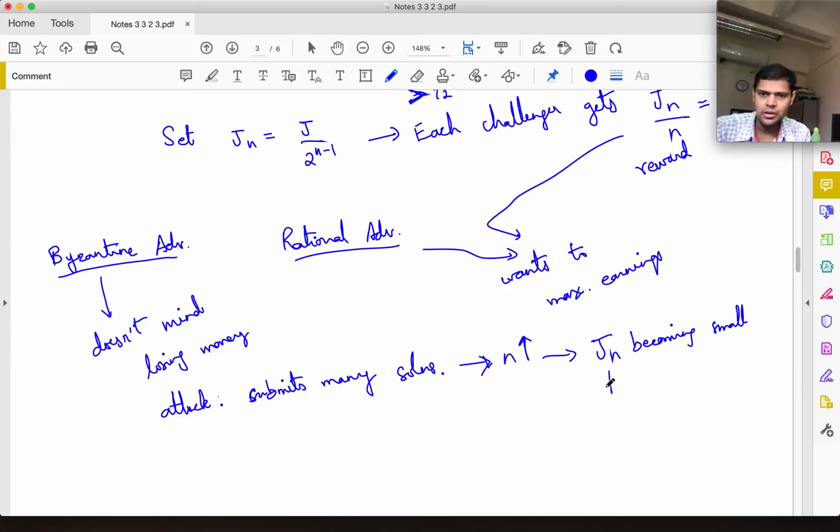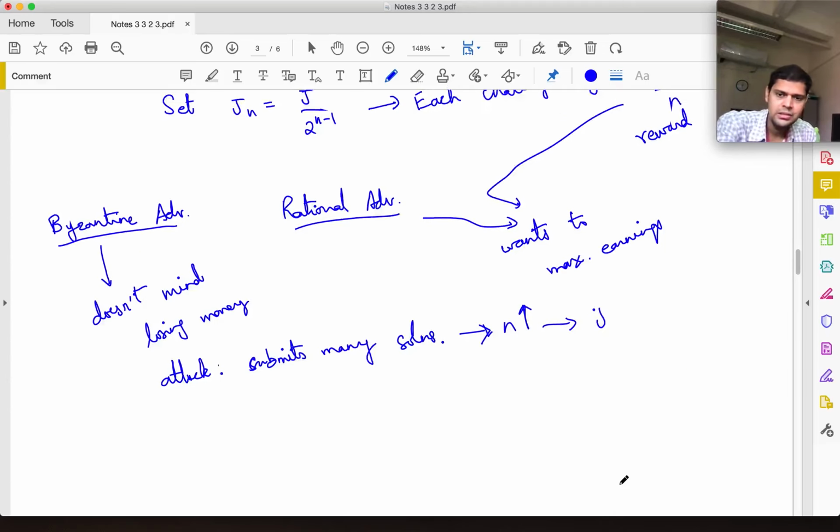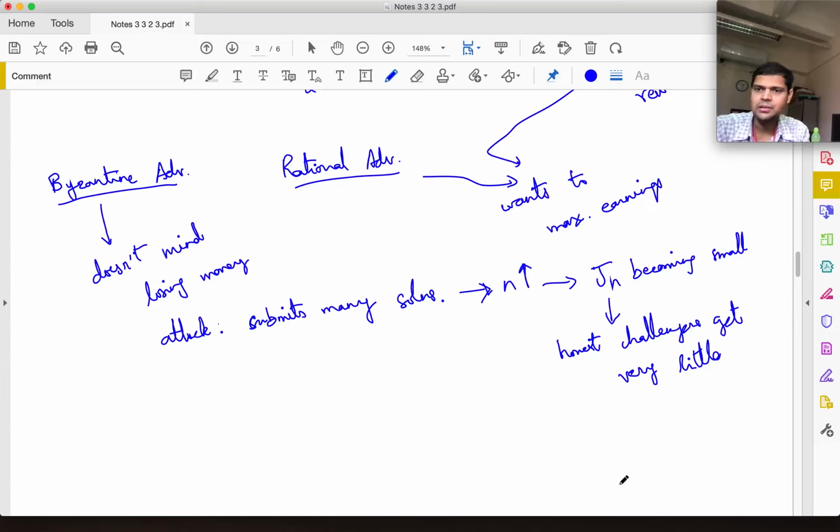Jn becomes small, and so honest people get very little. So they will be disincentivized from actually challenging at all. So somebody puts in some deposit and tries to challenge, but then he realizes that he's not earning anything because maybe there's some other person who is submitting lots of solutions and decreasing the value of it. So this actually disincentivizes honest people from challenging, so they may stop challenging completely.